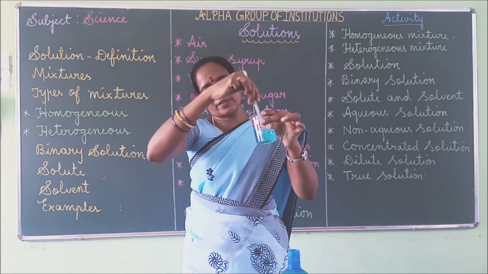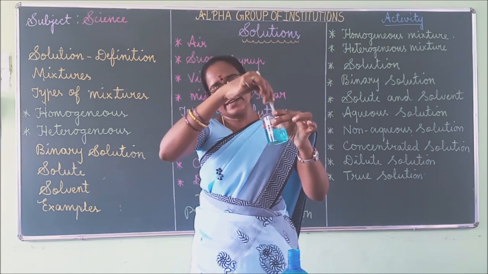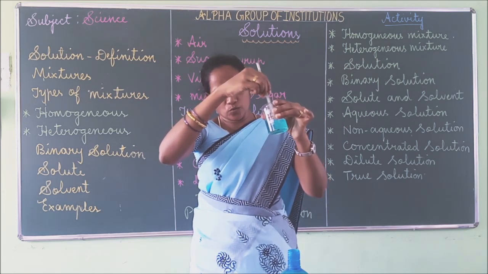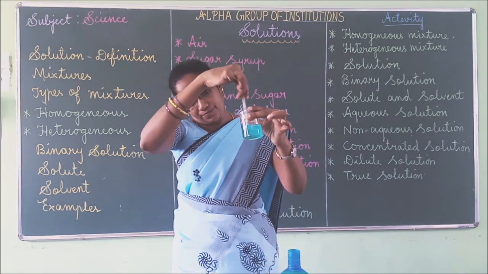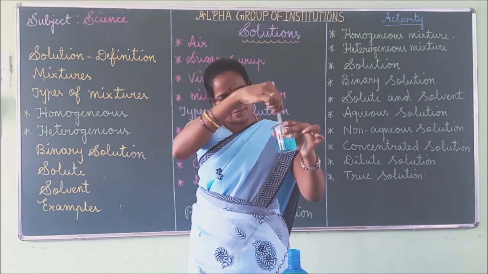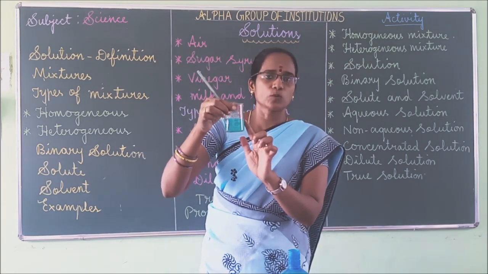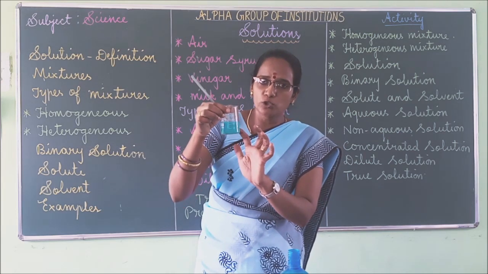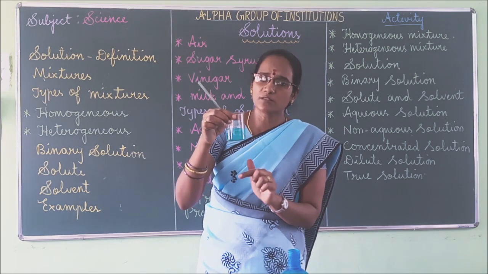See what happens after some time. Copper sulphate completely dissolved in water. A few more crystals are there, for that we have to mix it well. Another one is copper sulphate. So here in this solution, water acts as a solvent, whereas copper sulphate is the solute.